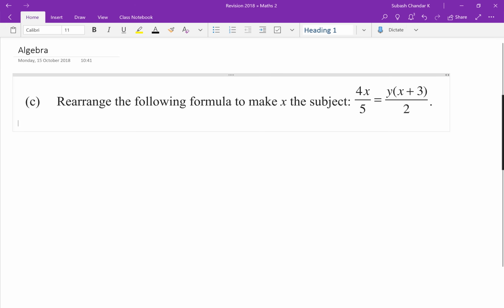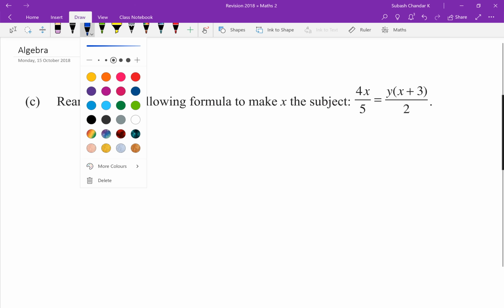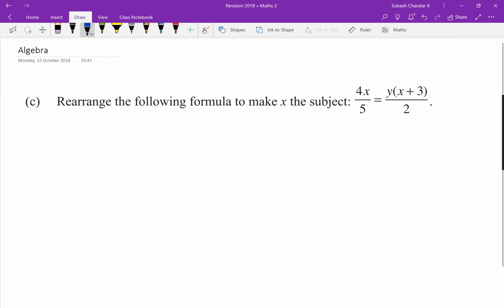So guys, with rearranging, this is from 20... What do you got? Alright, so this is from the 2016 exam paper. This was a merit question.